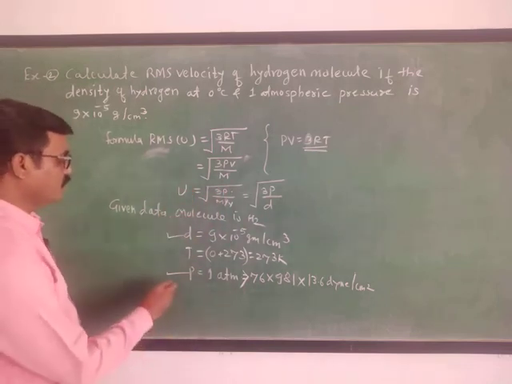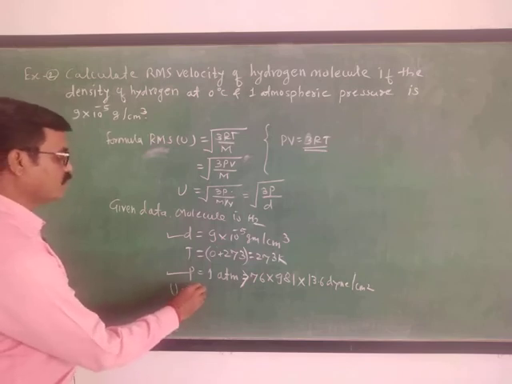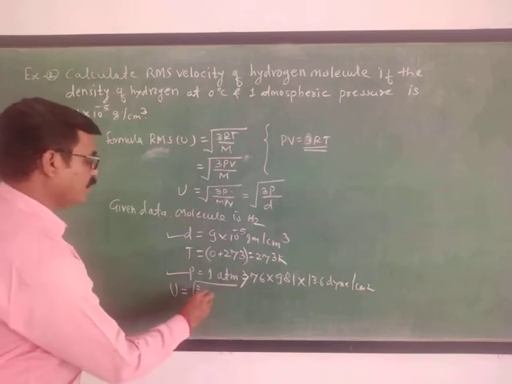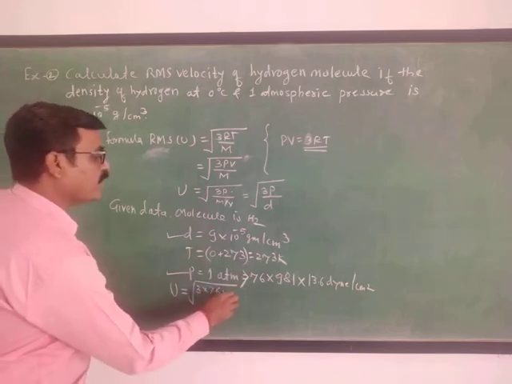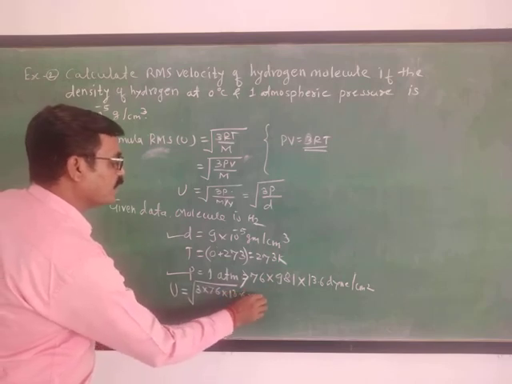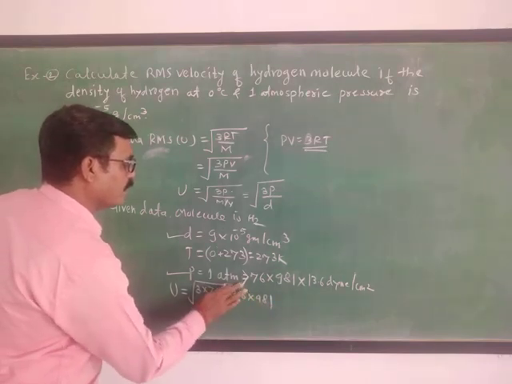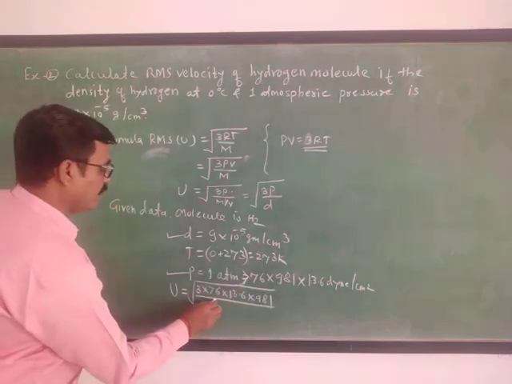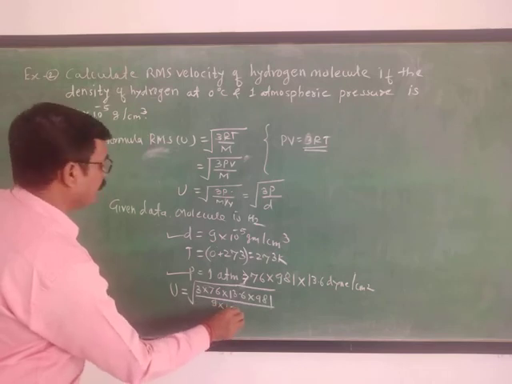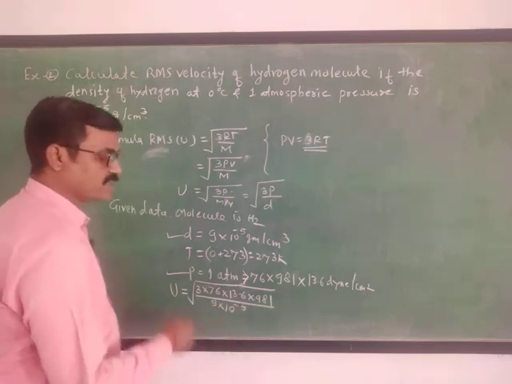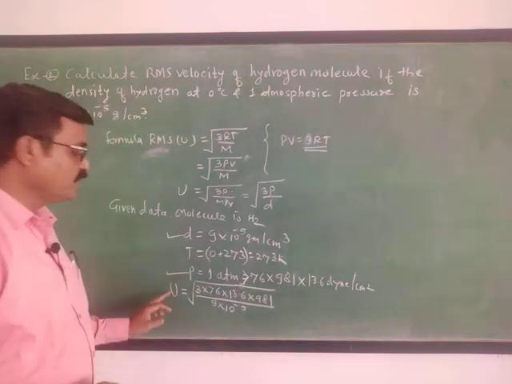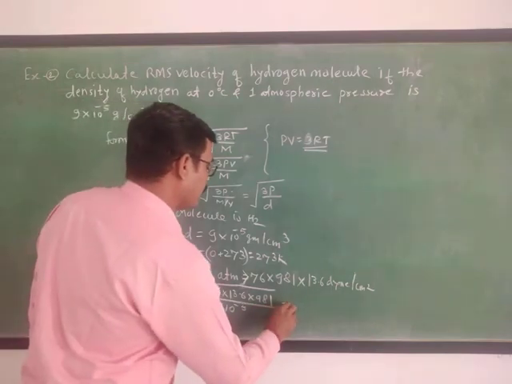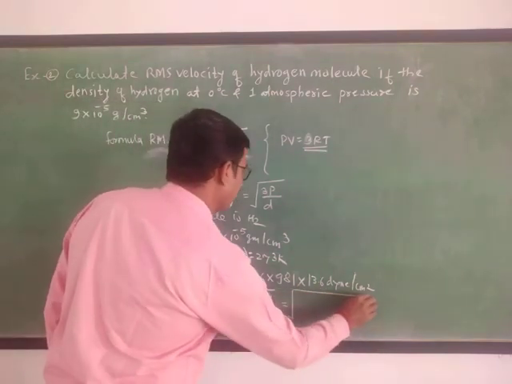Put all these values in the given formula. U equals root of 3 times P. What is the value of P? P is nothing but 76 multiplied by 13.6 multiplied by 981 divided by, what is the value of density? It will be 9 into 10 raised to power minus 5. All are in the CGS system. That's why what is the unit of U? It will be centimeter per second.